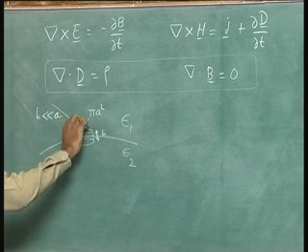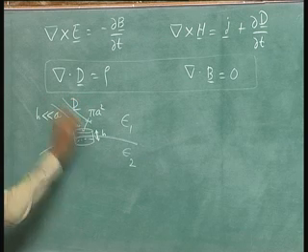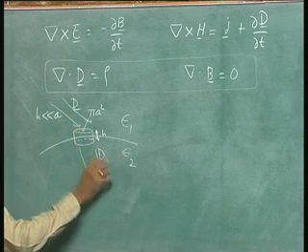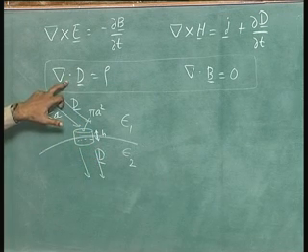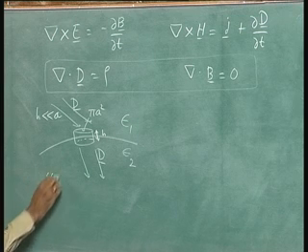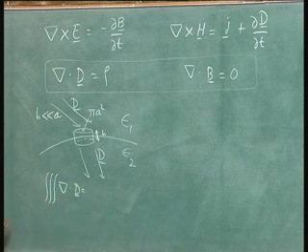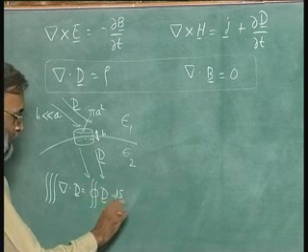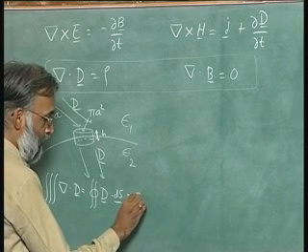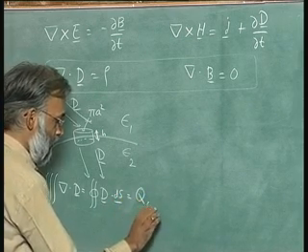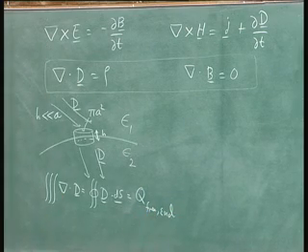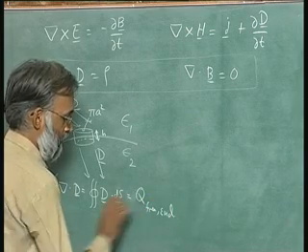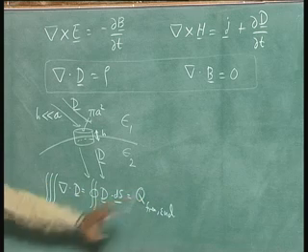Then I look at the displacement vector on both sides, and I apply the divergence theorem. So, what do I get? I get volume integral divergence of D is equal to surface integral D dot ds is equal to Q free enclosed. At this boundary, I do not have any free charge, so I can set it to 0. But if I did have free charge, I have to keep this term.